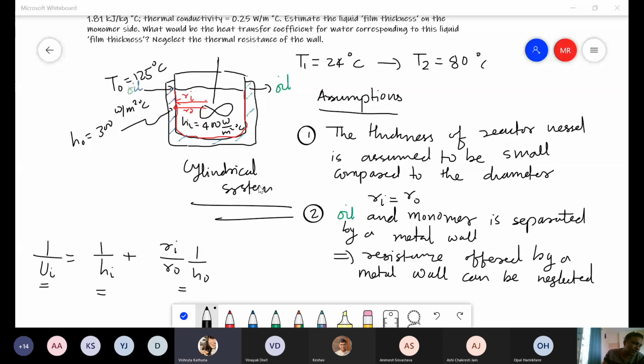Hello, sir. Yes, please go ahead. Sir, it should be 1 upon Hi, I think. So we did this in the lecture. That's right. What are you trying to say? Sir, 1 upon Ui is equal to 1 upon Hi plus the rest of the terms. No. This equation is correct. This equation is correct. Let me just check if I have made a mistake in the class lecture notes.